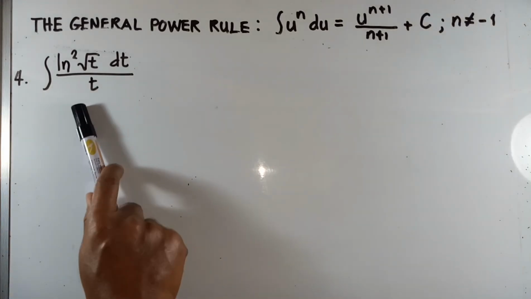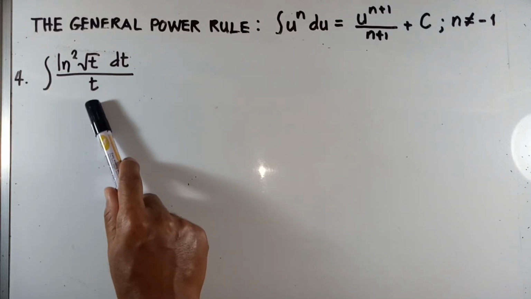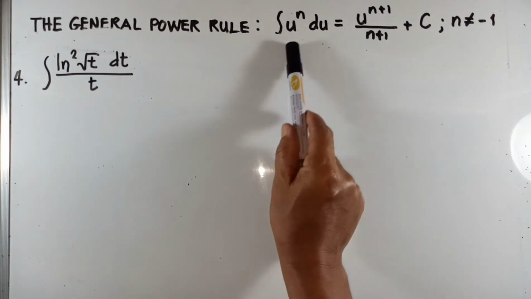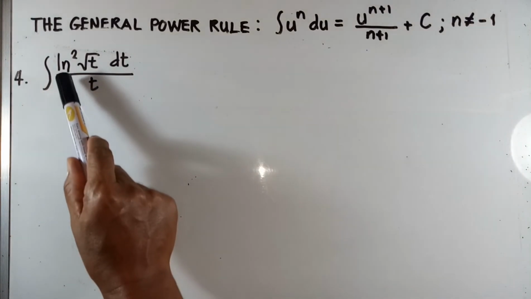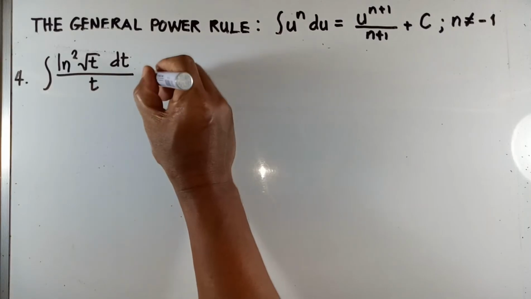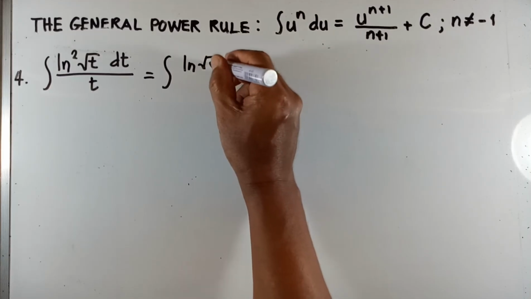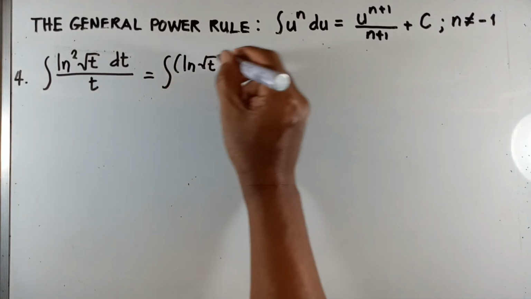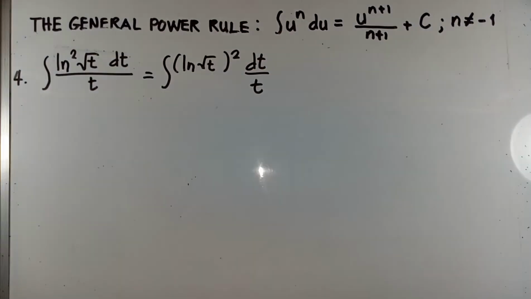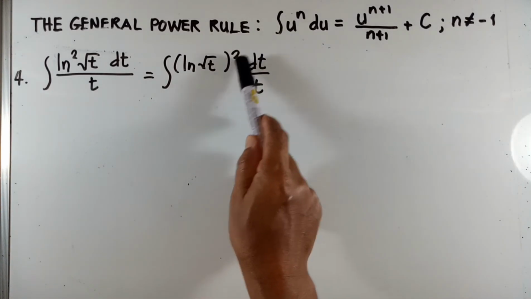Example number 4. We have the integral of ln squared of the square root of t, dt divided by t. Sa una, i-identify muna natin kung alin ba yung ating u raised to n. At ang u raised to n natin ay yung ln of square root of t, squared. So, equal din ito sa integral of ln of square root of t squared dt divided by t. So, yung ln of square root of t, yun yung ating u, at yung n natin ay yung 2.